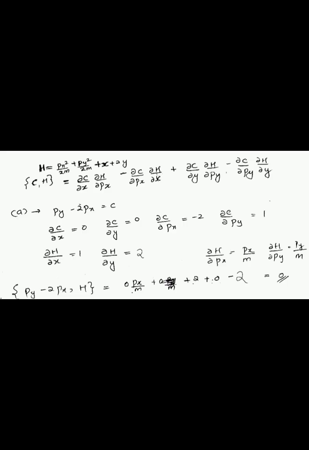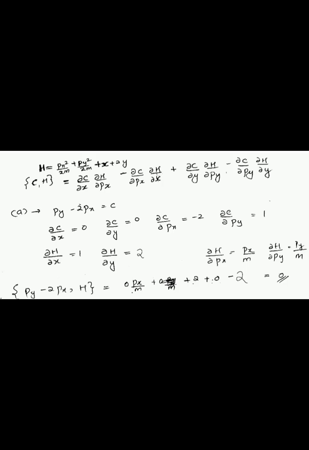Then we take an option from these options. Let's say we have taken the option A. If this is a constant of motion, the Poisson bracket of this C along with H will give the answer. So we know that the Poisson bracket of C comma H is equal to ∂C/∂x into ∂H/∂px minus ∂C/∂px into ∂H/∂x plus ∂C/∂y into ∂H/∂py minus ∂C/∂py into ∂H/∂y. We have taken the option A, that is py minus 2px is taken as C.